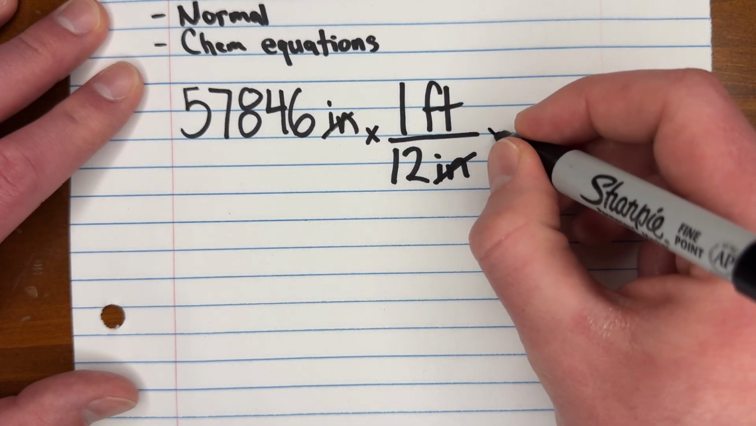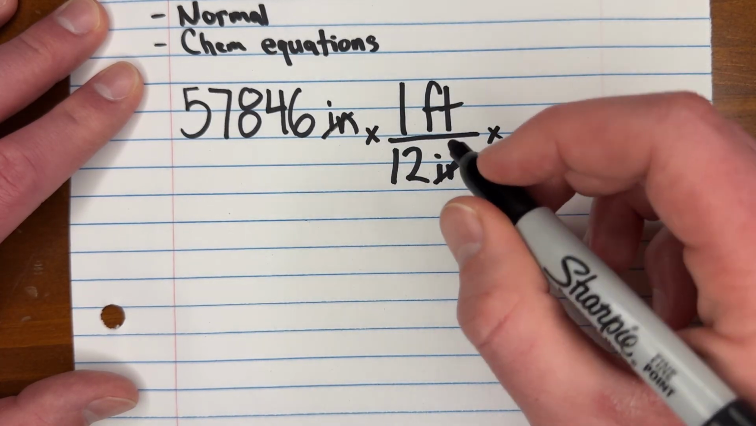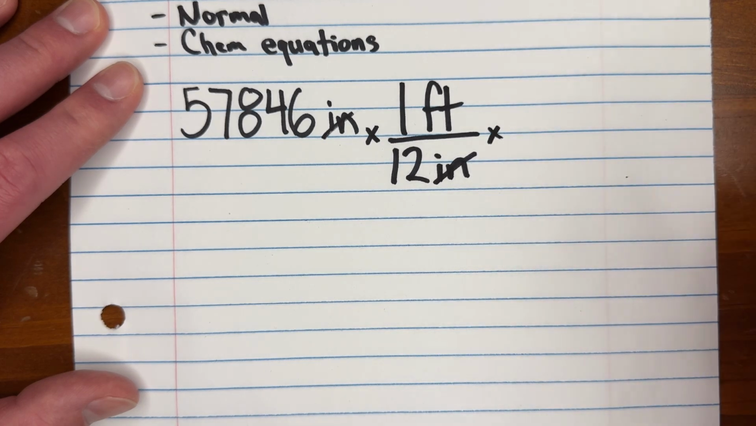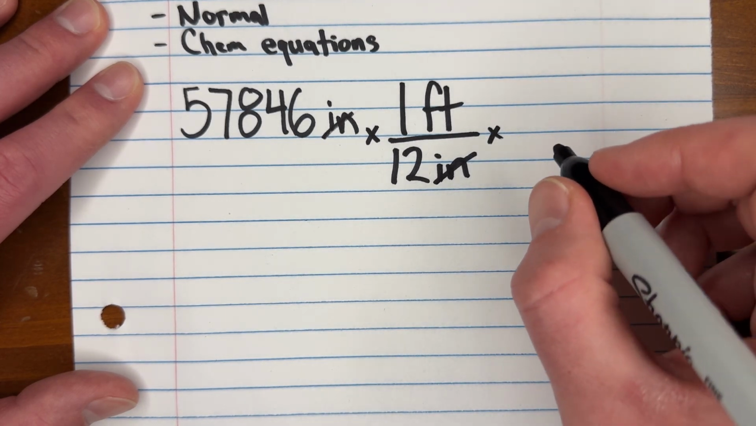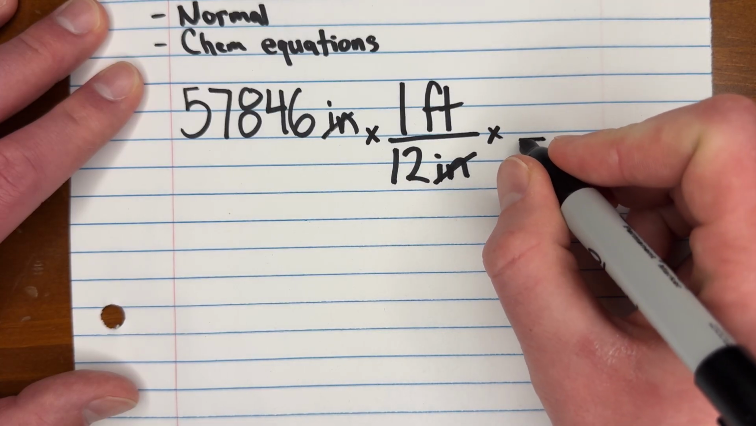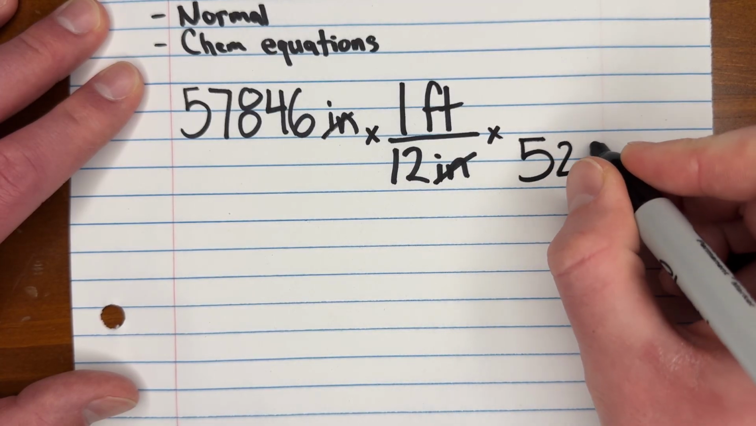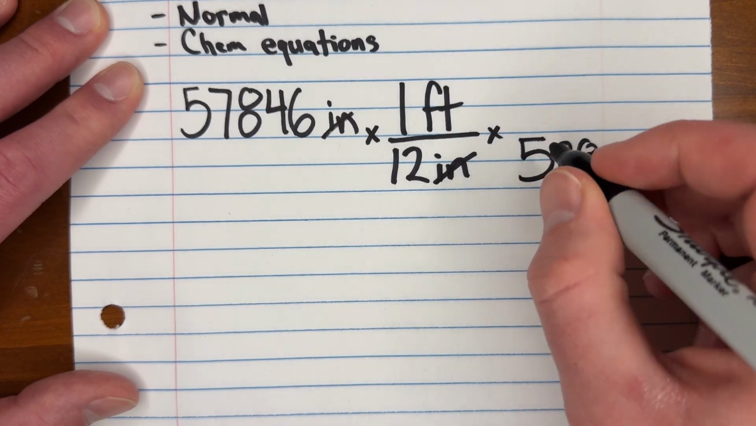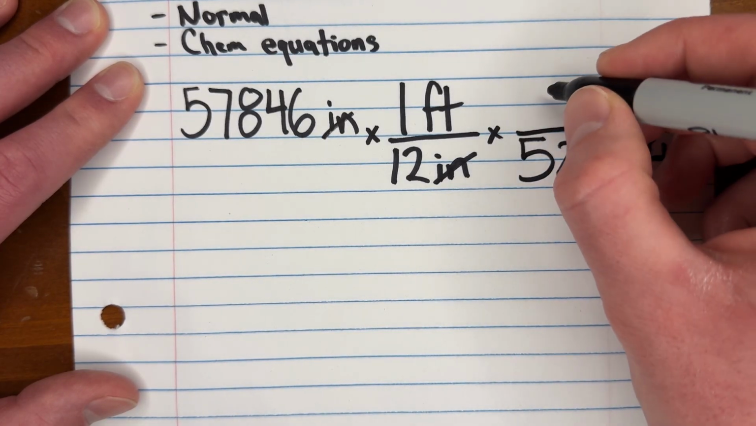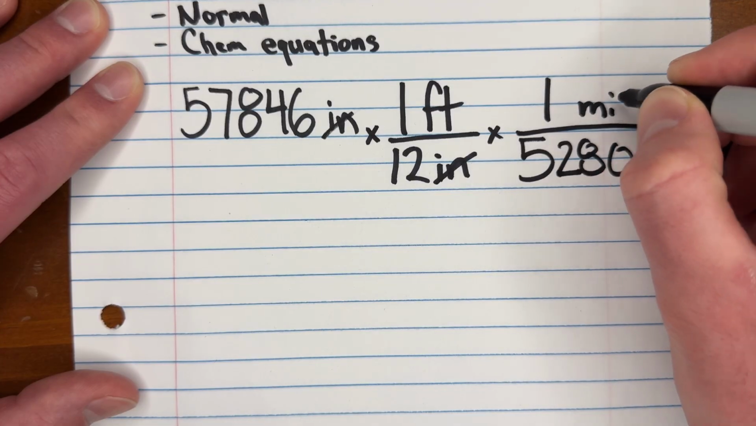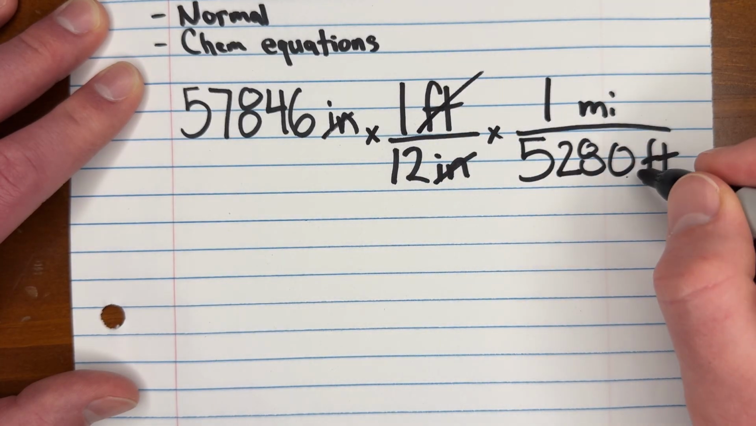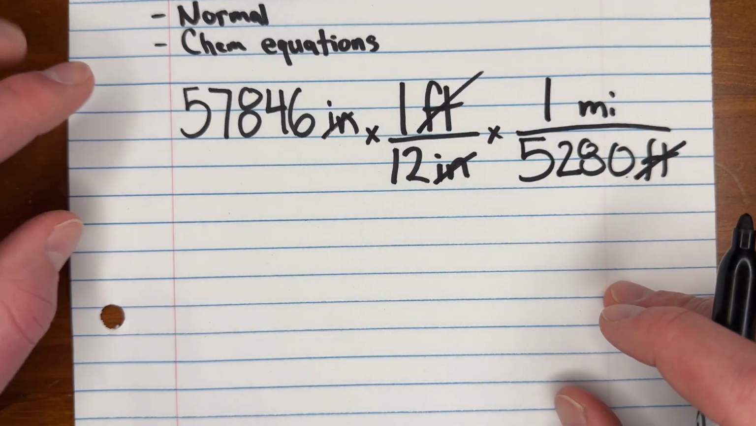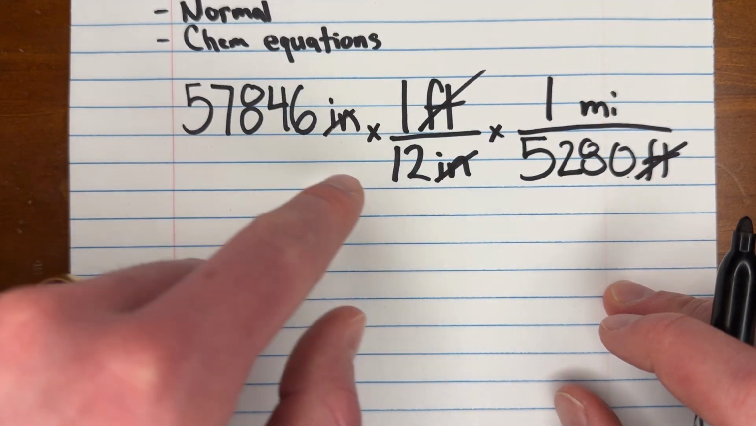Now I'm going to try to go from feet to miles. Well, I know that there are 5280 feet in 1 mile. And so I'm going to put 5280 feet on the bottom and then 1 mile on the top. And then these are going to cancel out. And I'm left with the unit of miles, but I'm using the right conversion.